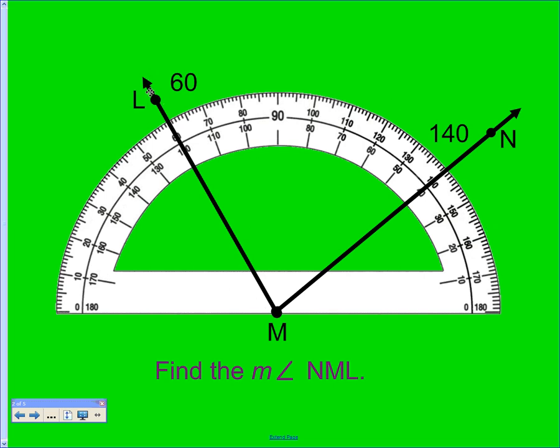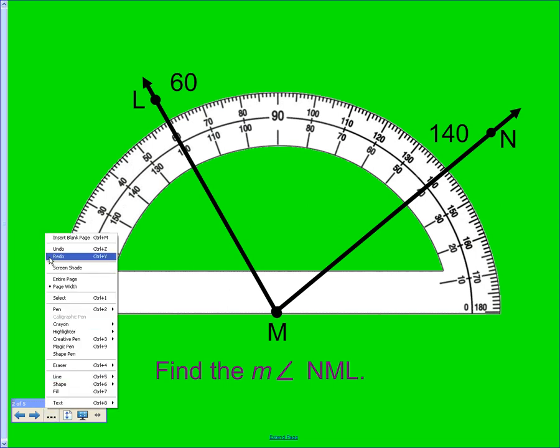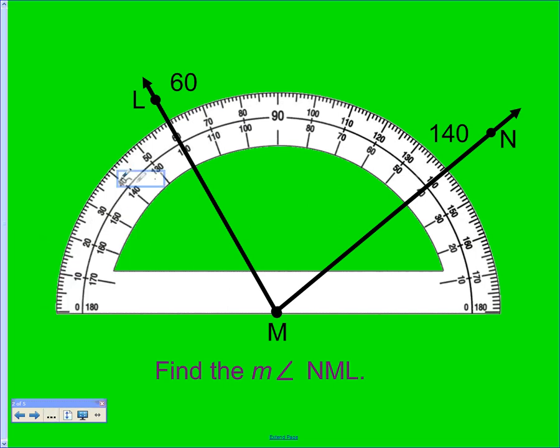So right here, L to M, this ray lands right there at 60. And over here, N to M, the ray ends at 140. So to figure out the measurement of that angle, I'm going to subtract. I'm going to find the difference of 140 and 60. And we'll do that right here.